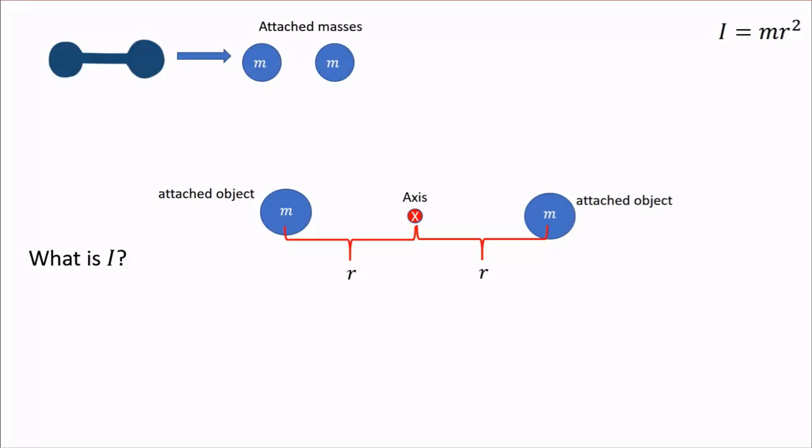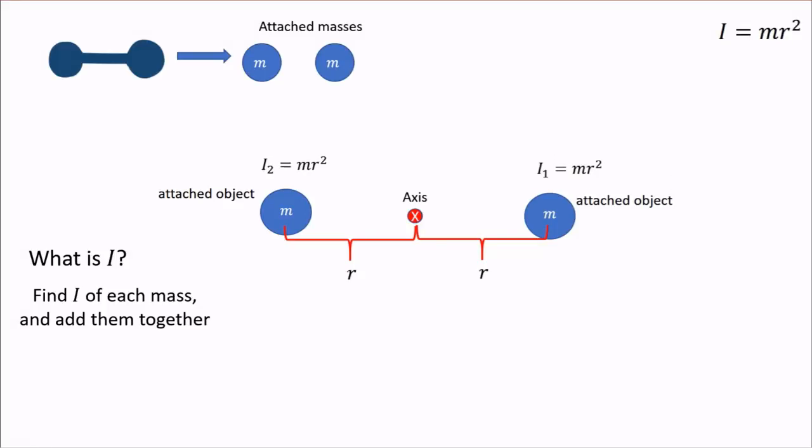Well, the rule is that we find the rotational inertia of each mass, and we add them together. So this mass will have a moment of inertia of mass times r squared, and so will this one. So then we add them together, and the rotational inertia for the dumbbell as a whole is 2 times mr squared. Of course, it doesn't have to be true that they both have the same mass and distance to the axis. They could be different. In that case, we would have gotten this result.